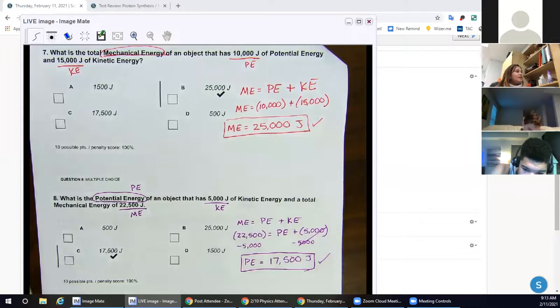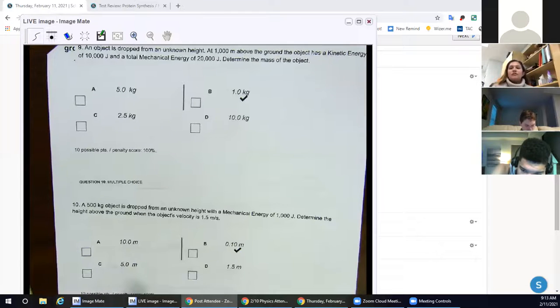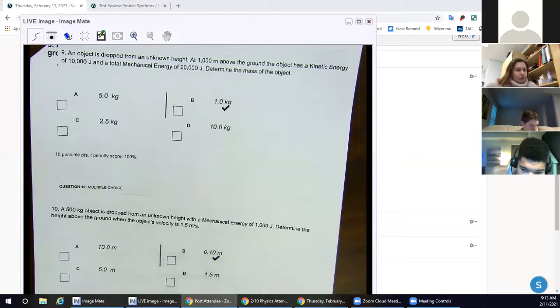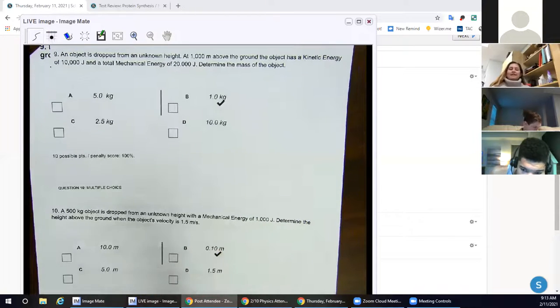Any questions on 7 or 8? All right, let's keep going. So number 9 and number 10 are where the typos started. If you do the review again today, I fixed it, everything's great. But if you did it yesterday, then you saw those typos and it might have been a little confusing. It's just worded a little bit differently.